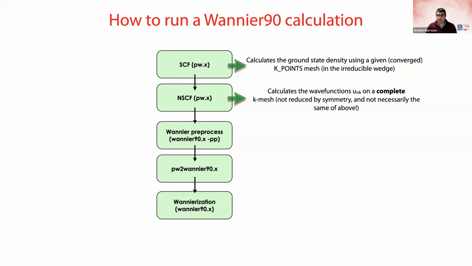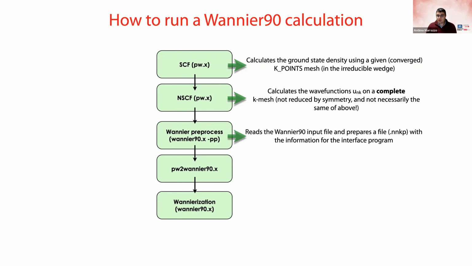After that, we do a non-self-consistent calculation. That is done typically on a different k-point grid, and it needs to be a uniform, complete grid. So now we work with the full Brillouin zone. We do not exploit symmetries. There have been some recent developments about this, but this is still work in progress. The standard way is to just calculate things on a uniform grid.